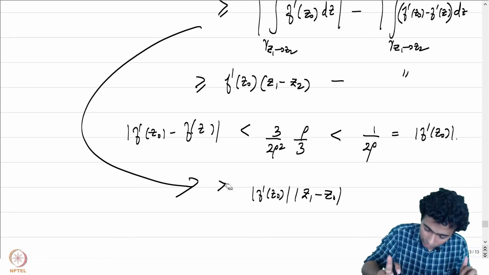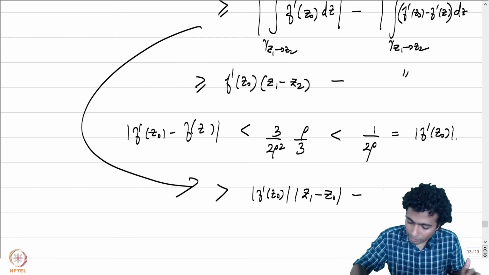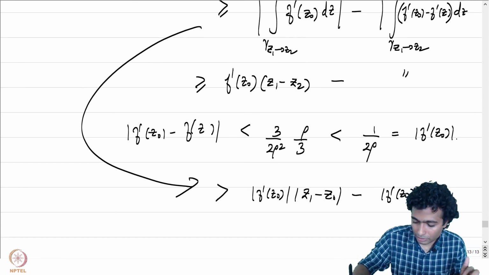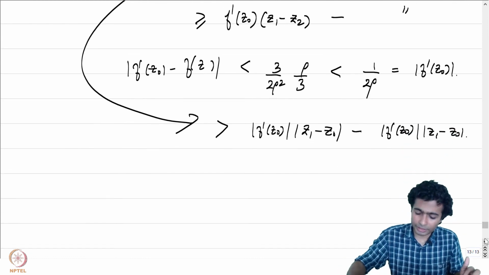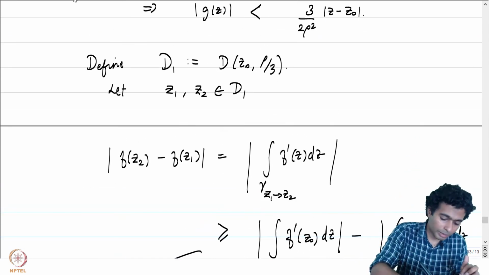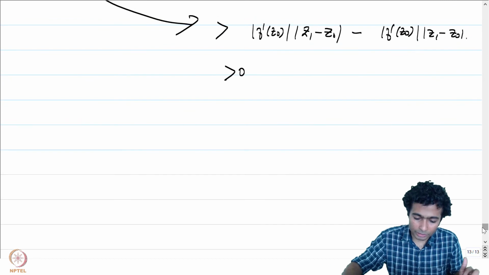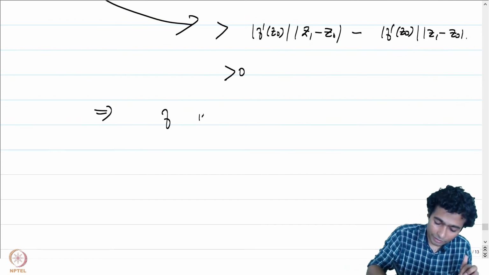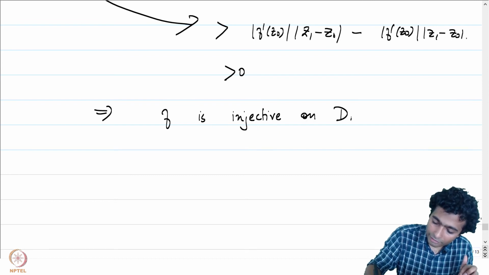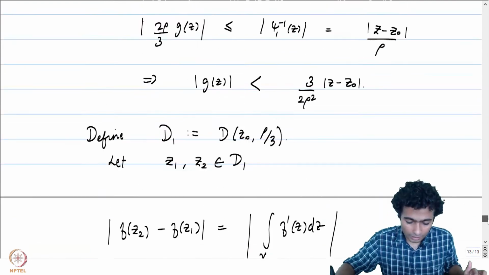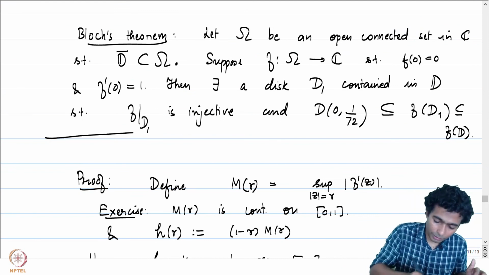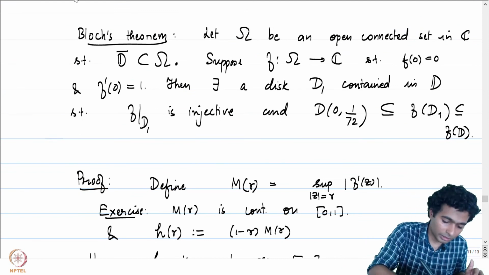Because of the strictness of the inequality, let me replace it by a strict inequality here: minus f prime of z0 times mod of z1 minus z0, which in particular is greater than 0. So what did we start off with? We started off with f of z2 minus z1. We showed that the absolute value has to be greater than 0, which tells us that f is injective on D1, and that is one of the conclusions of Bloch's theorem. We observed that f restricted to D1 is injective.